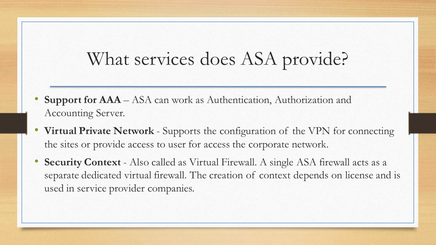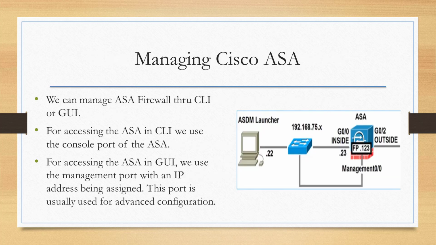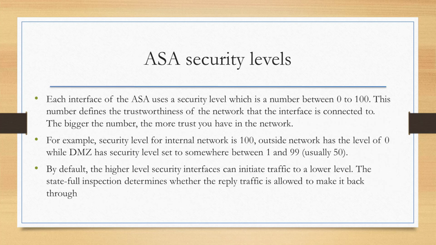A single ASA firewall acts as separate dedicated virtual firewalls. The creation of contexts depends on the license and is used in service provider companies. Managing Cisco ASA, we can manage the ASA firewall through CLI or GUI. For accessing the ASA in CLI we use the console port of the ASA. For accessing the ASA in GUI, we use the management port with an IP address assigned. This port is usually used for advanced configuration.